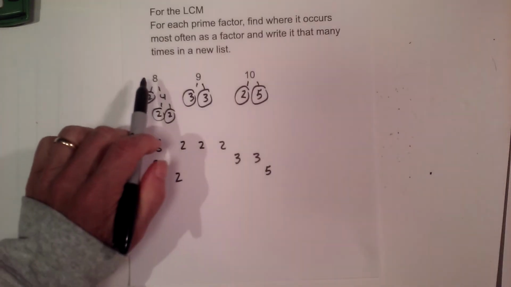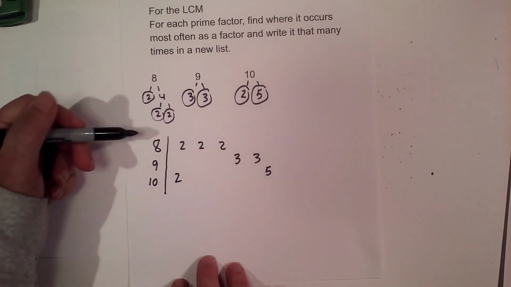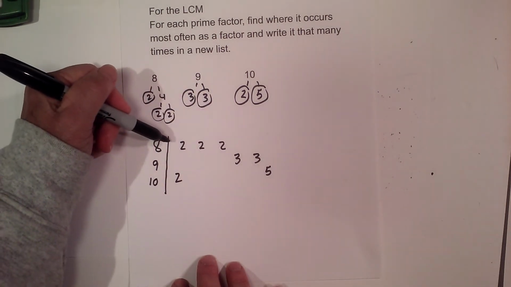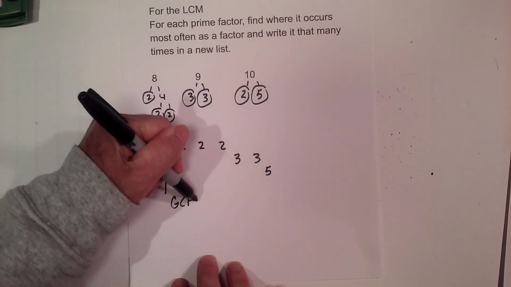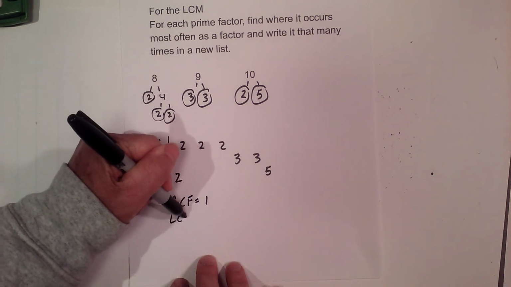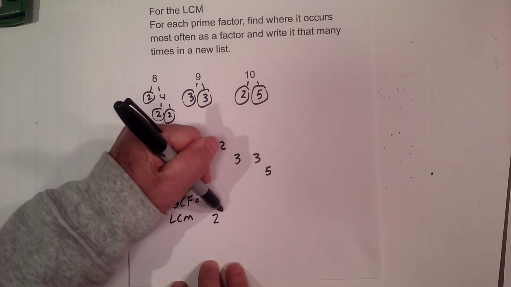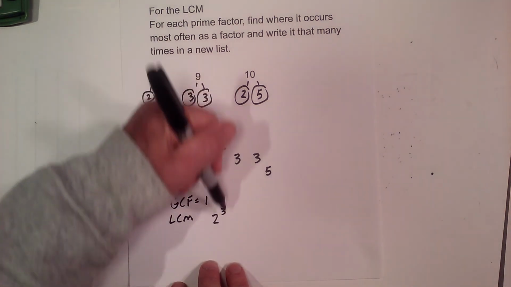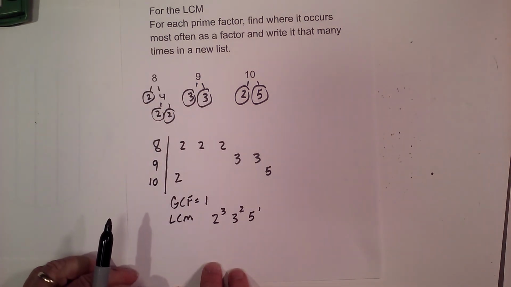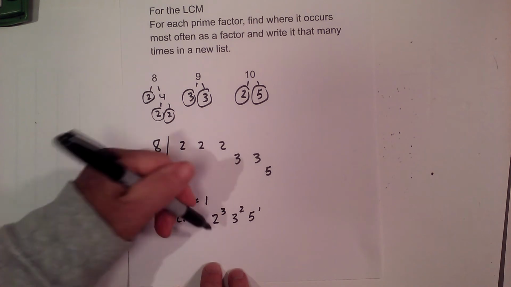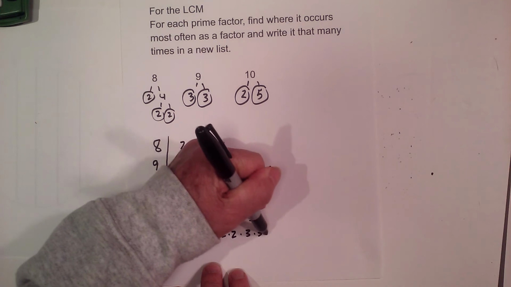Okay, now we have 8, 9, 10, completed the factor tree, filled out my chart. It does not look like any prime number is found in all three, so the GCF becomes 1. But now the LCM, lowest common multiple, it looks like 2 is cubed, and it looks like 3 is squared, and 5 to the first. So I can rewrite that as 2 times 2 times 2 times 3 times 3 times 5.